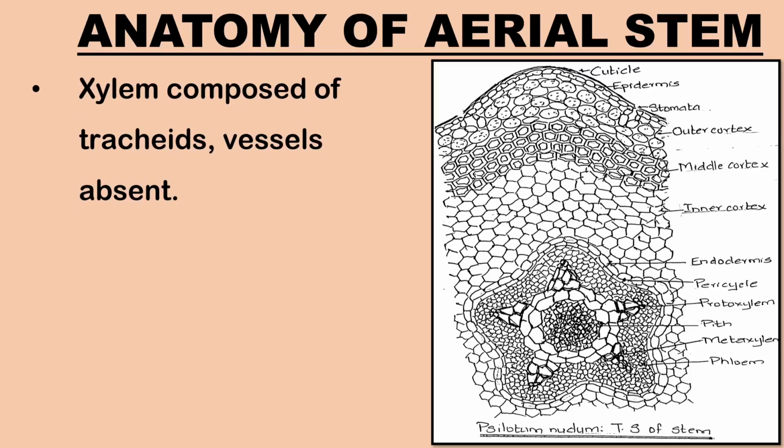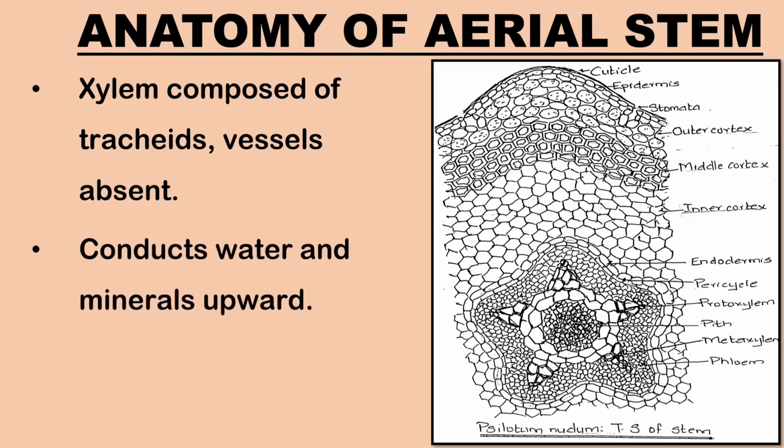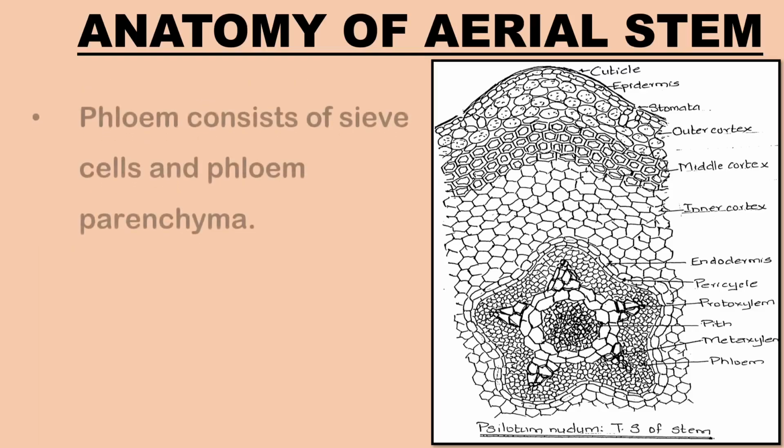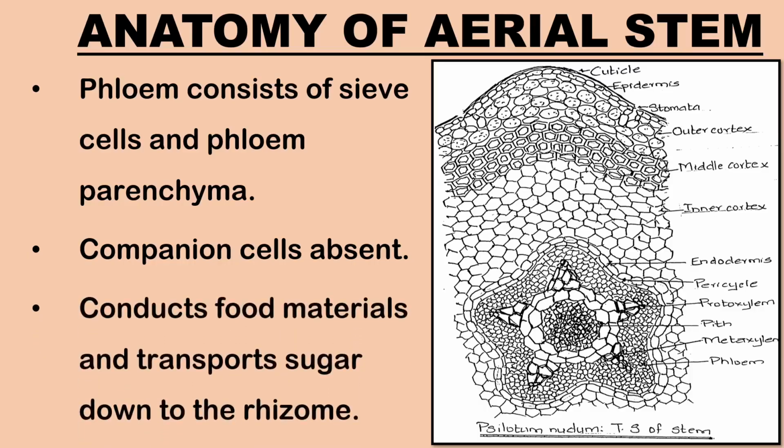Xylem is composed of tracheids. Vessels are absent. It conducts water and minerals upward. Phloem consists of sieve cells and phloem parenchyma. Companion cells are absent. It conducts prepared food material and transports sugar down to the rhizome.